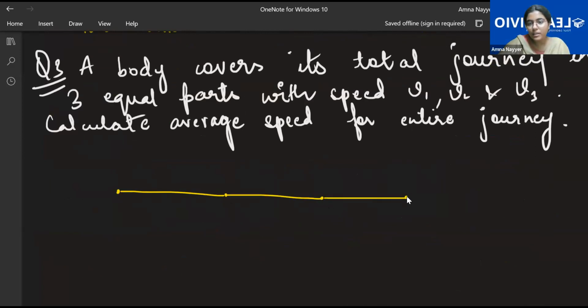And class, you need to open the camera during the classes, all of you. The meeting is already on focus mode, so you'll not be able to see each other.